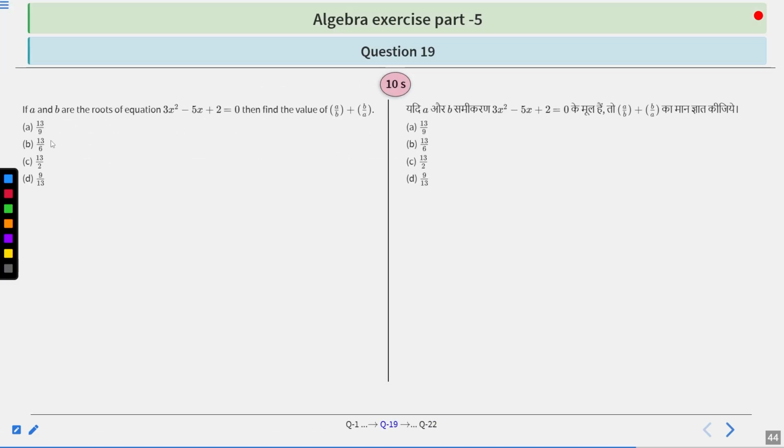Next, if a and b are the roots of the equation 3x square minus 5x plus 2 equal to 0, then find the value of a upon b plus b upon a. And options are option A, 13 upon 9, option B, 13 upon 6, option C, 13 upon 2, and option D, 9 upon 13. These are the options.